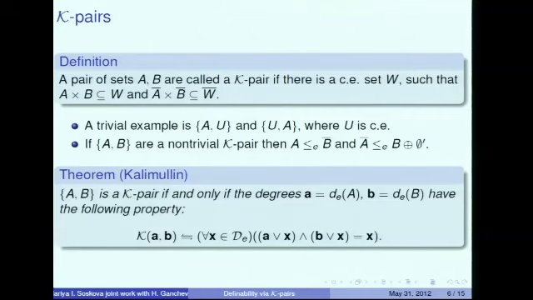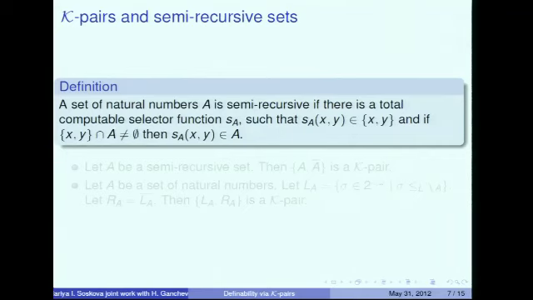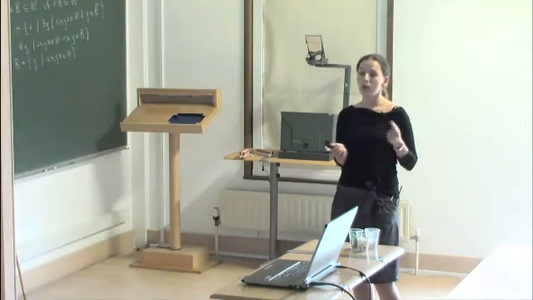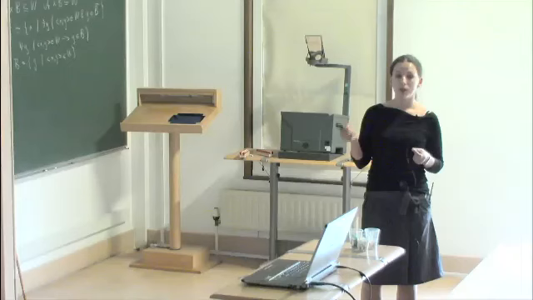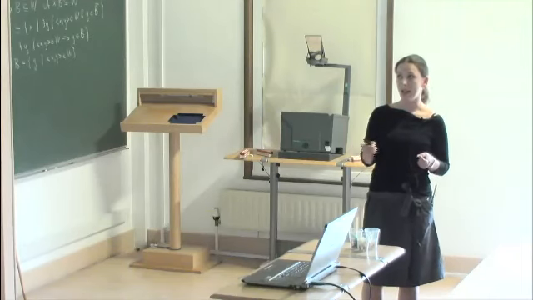Okay, so now let me give you some examples of non-trivial k-pairs. Well, they come from Jockusch's notion of a semi-recursive set. So a set of natural numbers, say A, is semi-recursive if there is a total computable function, which we call a selector function for A, defined on pairs of natural numbers. It always outputs one of its inputs. And if it happens that one of the arguments is in A and the other one is not, then the selector function will correctly pick the one that's in A.